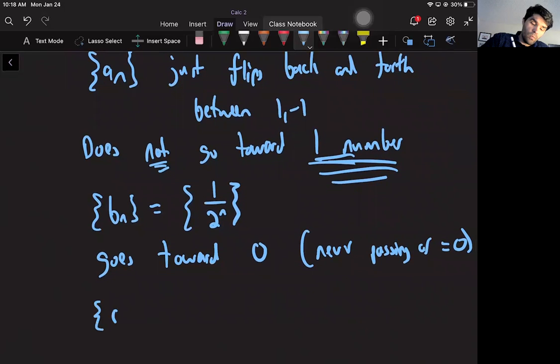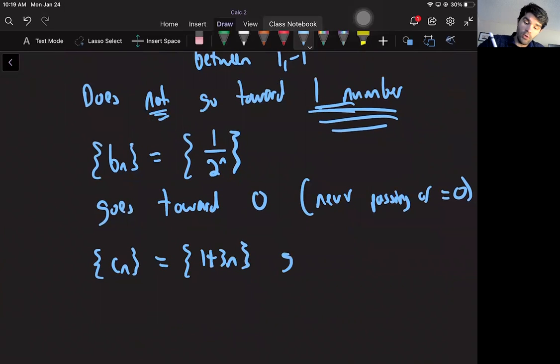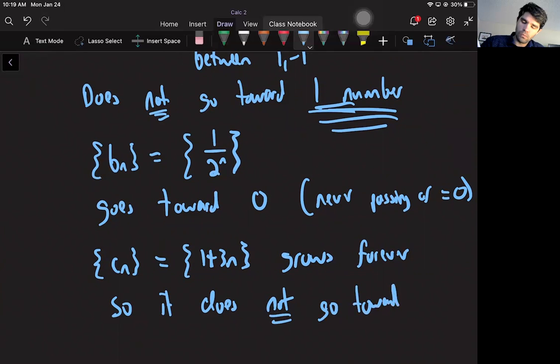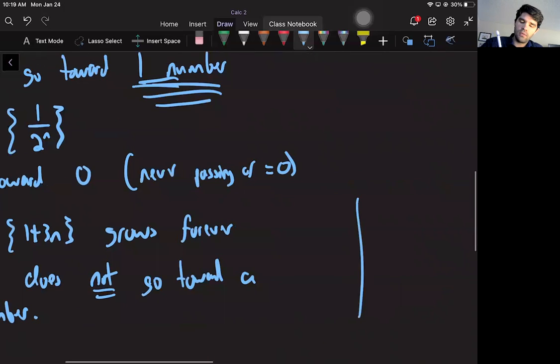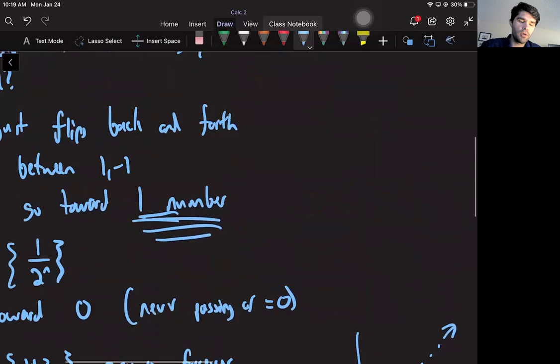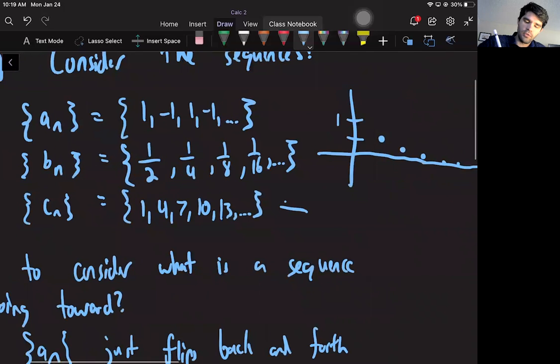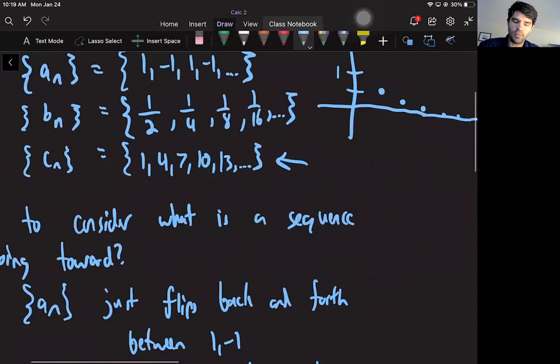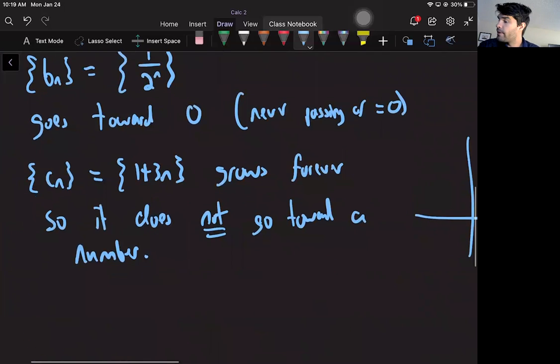And then CN is actually just starting with 1 and adding 3n to it. It just grows forever. So it does not go toward a number either. And you could sort of try to visualize it a little bit. It just goes up and up and up forever. So it's not really going towards a number. If you just keep adding numbers, it just goes up forever. It doesn't go towards a single number.